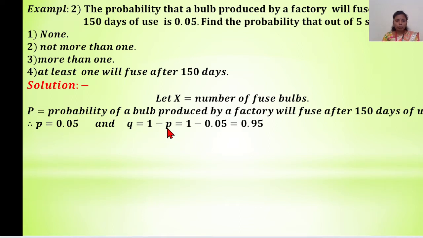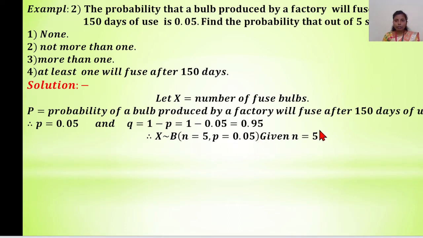We know that the probability P plus Q is equal to 1. Then by this formula, Q is equal to 1 minus P. Here we put the value of P as 0.05. Then we get the value of Q as 0.95. Therefore, X follows binomial distribution with parameter n equal to 5 and P equal to 0.05.